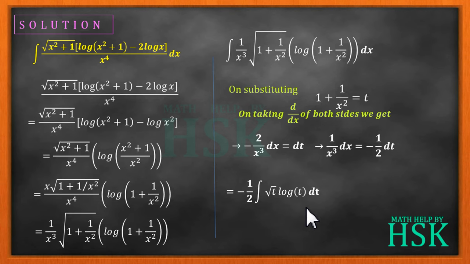So on substitution I'm going to get this value as equal to minus 1 by 2 times integration of square root of t log t dt. What I've done here is, for 1 upon x cube dx I have placed minus 1 by 2 dt. For this value I'm going to get square root of t. For this term I'm going to get log of t, because t is equal to 1 plus 1 upon x square. And further this can be simplified as minus 1 by 2 times integration of t to the power of 1 by 2 log t dt.